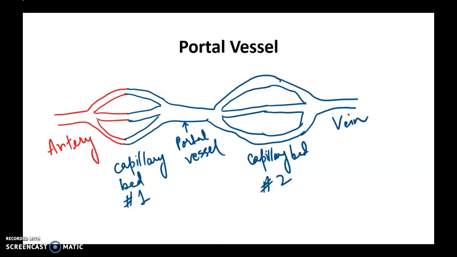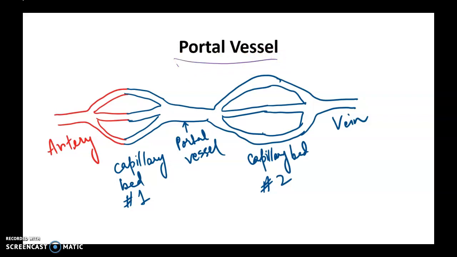All right, so let's talk about some concepts. What do we see here? This is a hand-drawn picture, obviously. We see an artery, right? The artery is branching into a capillary bed, and we name that the first capillary bed. This capillary bed comes together to form a vessel, and this is called a portal vessel. This is not an artery, not a vein. This is a portal vessel. The portal vessel then leads to a second capillary bed, which is numbered capillary bed number 2, which then comes together to form a vein.